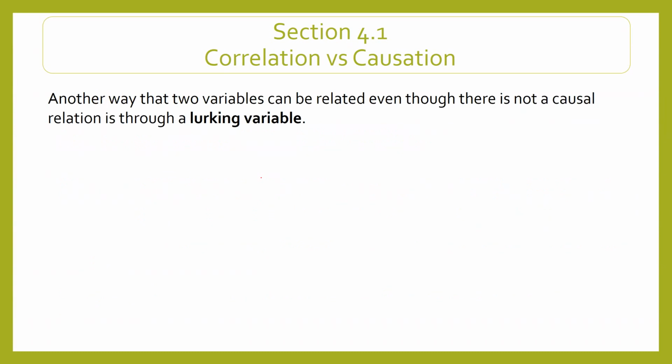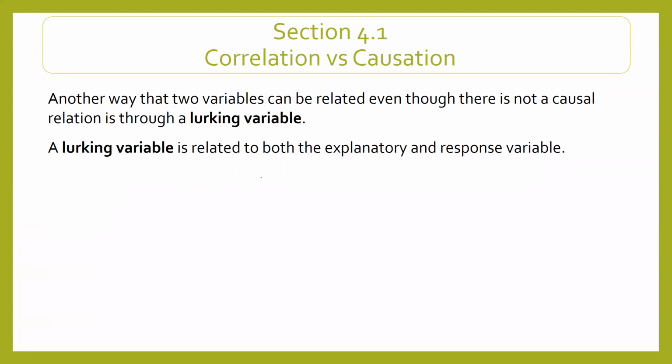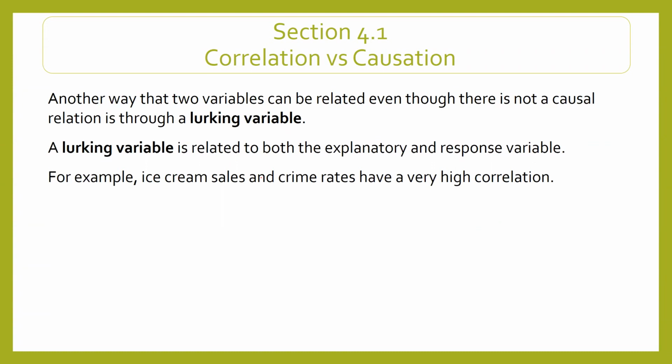So another way that two variables can be related even though there is not a causal relation is through a lurking variable. I discussed what a lurking variable is in my previous video, just look through. A lurking variable is related to both the explanatory and the response variable. For example, this is a very good example. Ice cream sales and crime rates have a very high correlation.